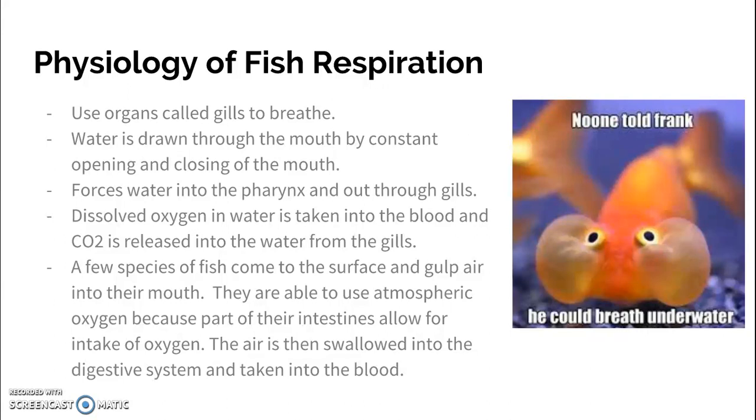A few species of fish will actually come to the surface and gulp air into their mouth. They're actually able to use atmospheric oxygen, and this is because part of their intestines allows for the intake of oxygen. The air is then swallowed into the digestive system and taken into the blood that way as opposed to through the gills.